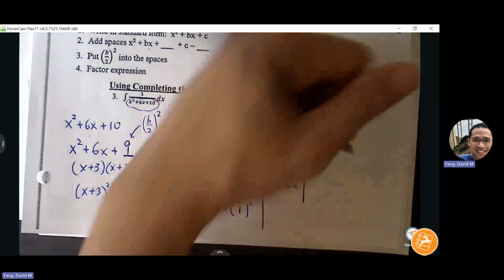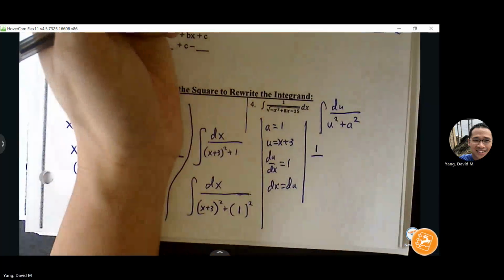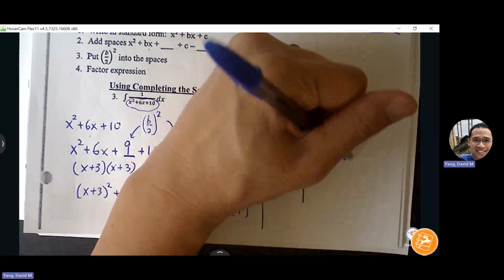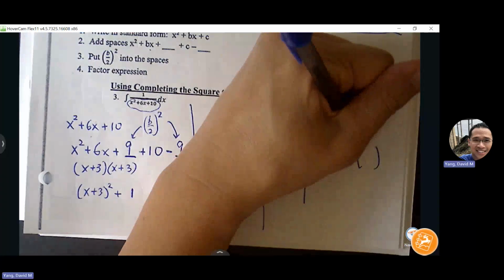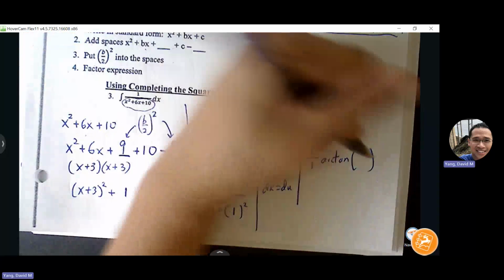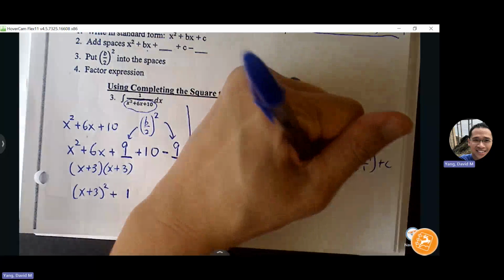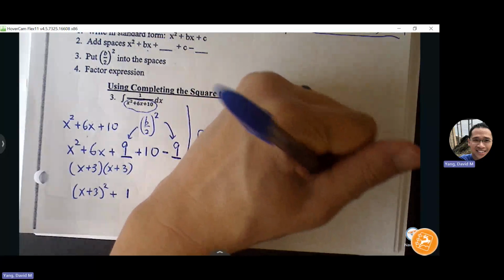We now apply our rule. 1 over a, so 1 over 1, our tangent of u over a, x plus 3, plus c. I can drop the 1 in top and bottom, so I can clean up to just be this.